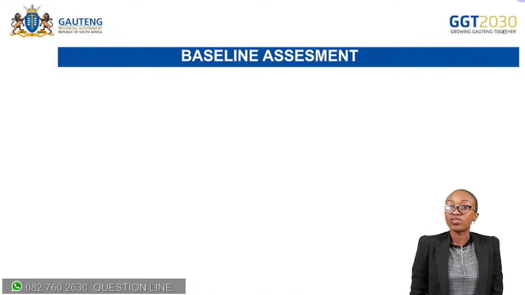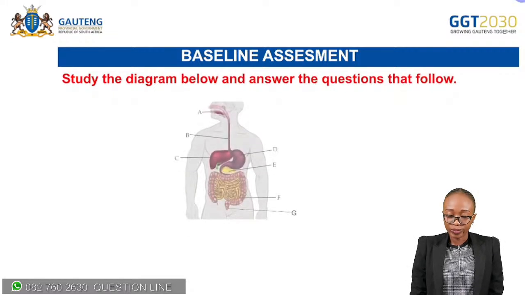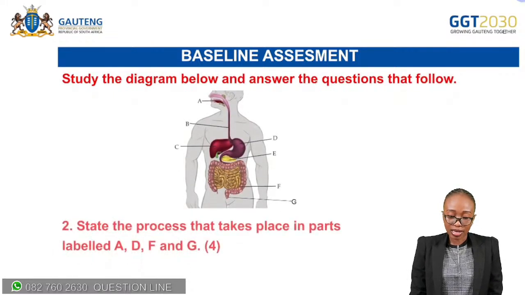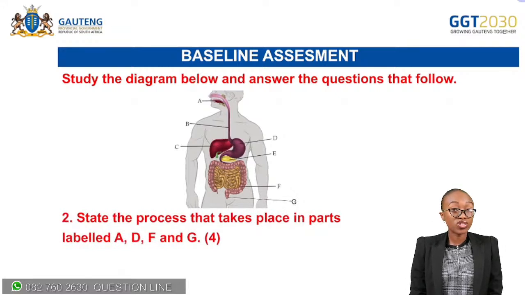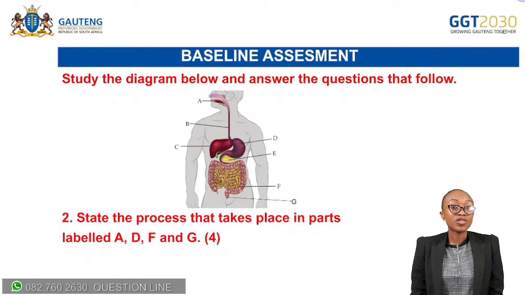The second question in our baseline assessment was to study the diagram below. There is the diagram and there is the question. The question reads, state the process that takes place in parts labeled A, D, F, and G. This question is worth 4 marks, meaning each label is worth a mark. So I'm going to give you another 2 minutes to answer this question.